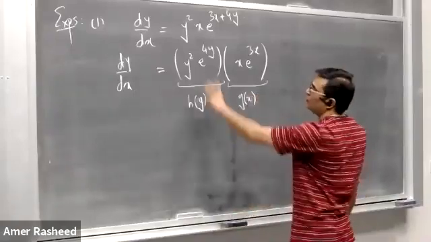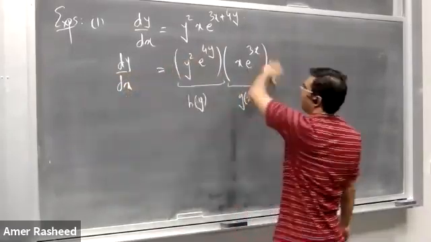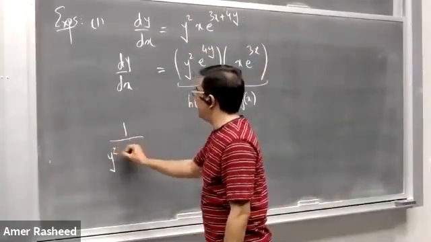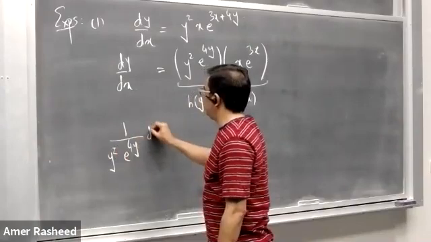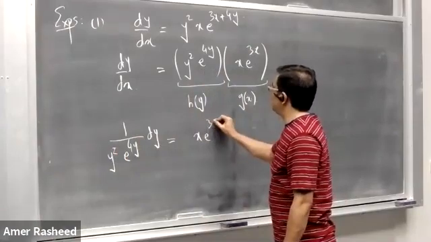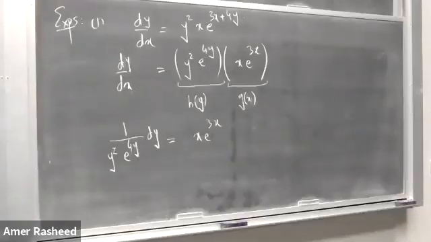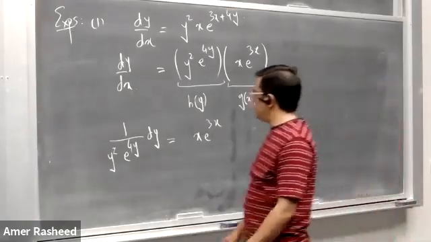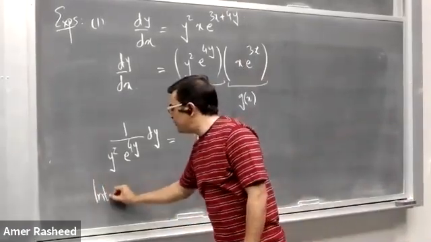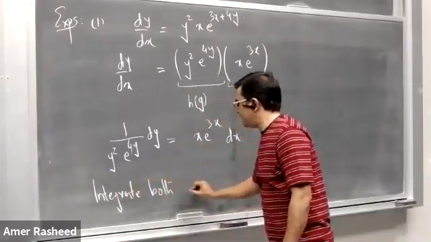So what do we have to do? We have to divide by this function on the left-hand side, and we have to take dx to the right-hand side. So in order to separate the variables, it is 1 over y squared e raised to the power 4y dy. And on the right-hand side, what do we have? x e raised to the power 3x dx. So the variables have been separated now. Now what we have to do is integrate both sides.